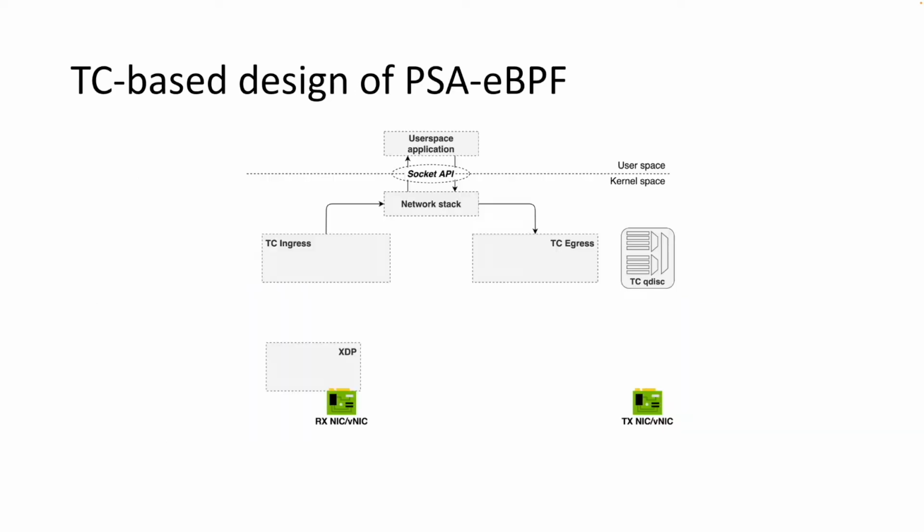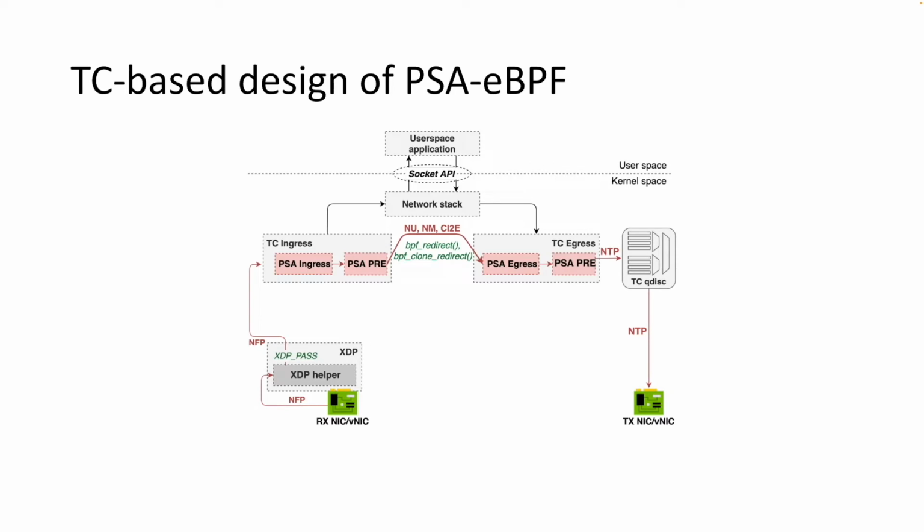Let's take a high-level look at the TC-based PSA eBPF design. This slide shows the architectural view of the Linux eBPF subsystem. We show the scenario with two network interface cards, where the one on the left side is the receiving NIC, while the other one is a transmitting NIC. And you can see the Linux network subsystem and different eBPF hooks on this diagram. The XDP hook is available on the ingress path, as well as the TC ingress hook. On the egress path, we have the TC egress hook and the TC qdisc that handles packets after they are processed by the TC egress hook.